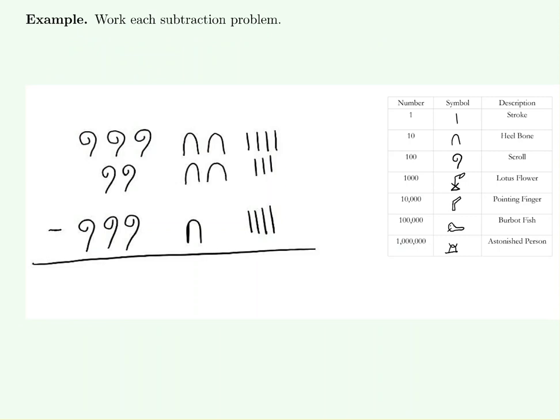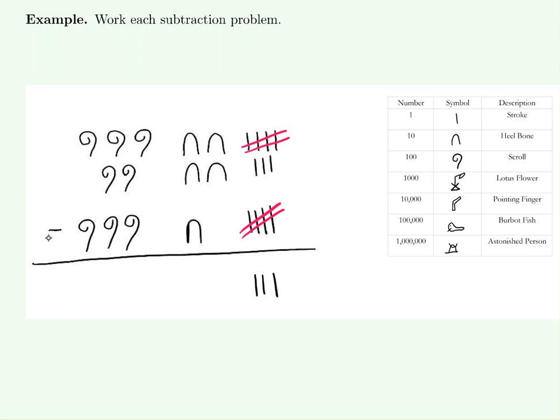In this example, we are going to subtract 2 numbers written in Egyptian form. Referencing here, we see that the squiggle is the 100. And the way we would subtract these is much like how we subtract in our own system. For instance, there is 1, 2, 3, 4 ones that we're subtracting from 7 ones. So what we could do is we could say, well, if we subtract these 4, that takes away these 4, and we know that we're left with 3 ones.